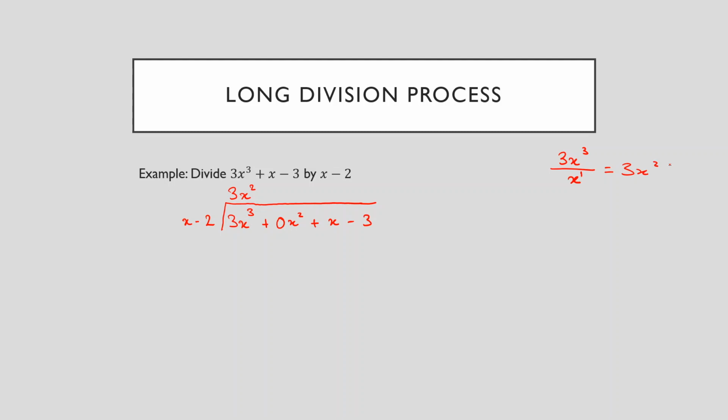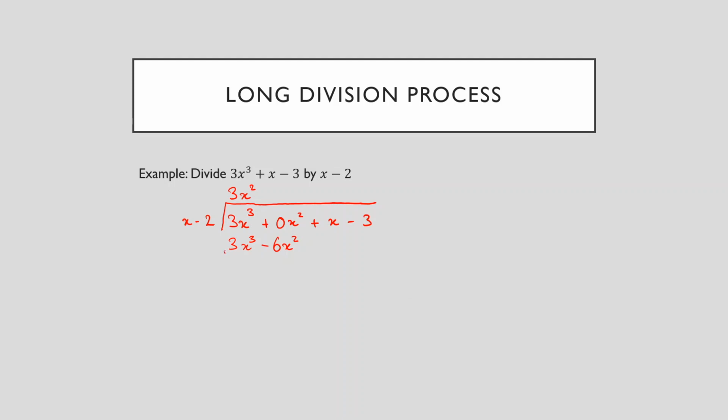So maybe if you're struggling with that, go and review your index laws, and hopefully you can remember how to do that stuff. Okay, so that's our first step, divide. Second step is multiply. So I'm going to multiply 3x squared by x minus 2. So 3x squared times x is 3x cubed. 3x squared times negative 2 is minus 6x squared.